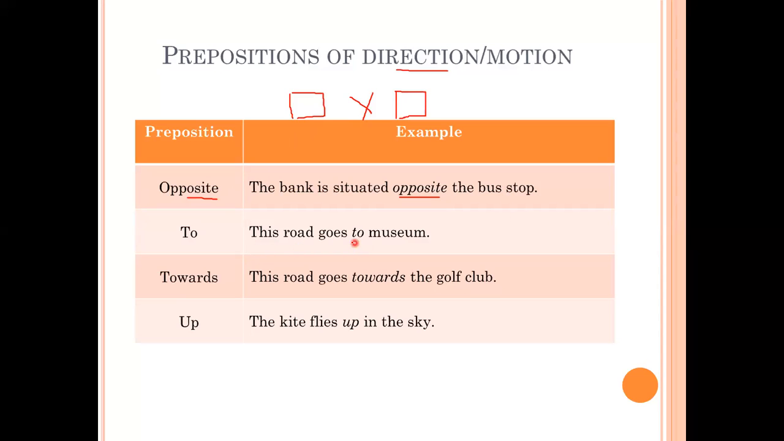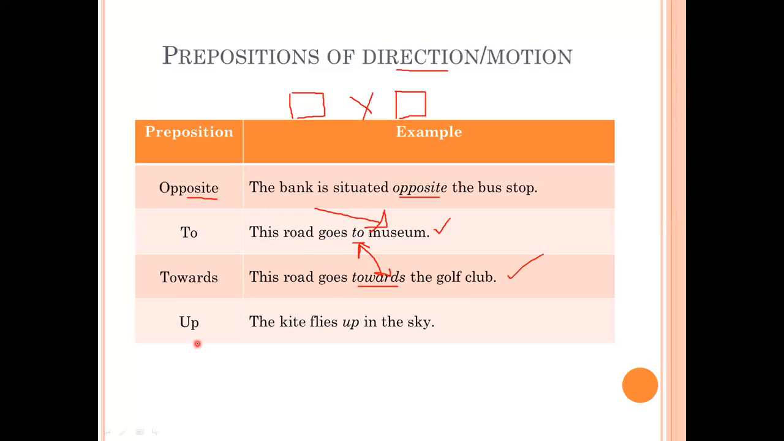This road goes to the museum. To, so here it is direction, direction to the museum. This road goes towards the golf club. You can use them alternatively, you can replace towards with to, or to with towards. So you can say this road goes towards the museum, you can say this road goes to the golf club, and both are right. To and towards, they're referring to some direction.